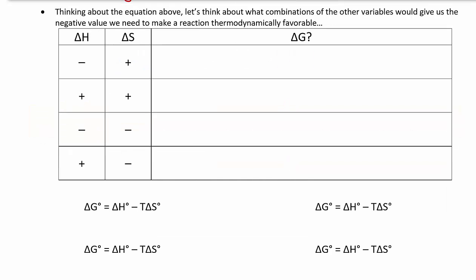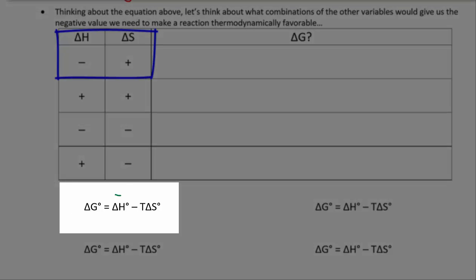Thinking about the equation above, we're going to look at the equations down here. They're all the same. Let's think about what combinations of the other variables, delta H, enthalpy, and delta S, entropy, would give us the negative value that we need to make a reaction thermodynamically favorable. We want this number to be negative. If we have a negative delta H, and we have a positive delta S, our delta G would always be negative. Always, always.